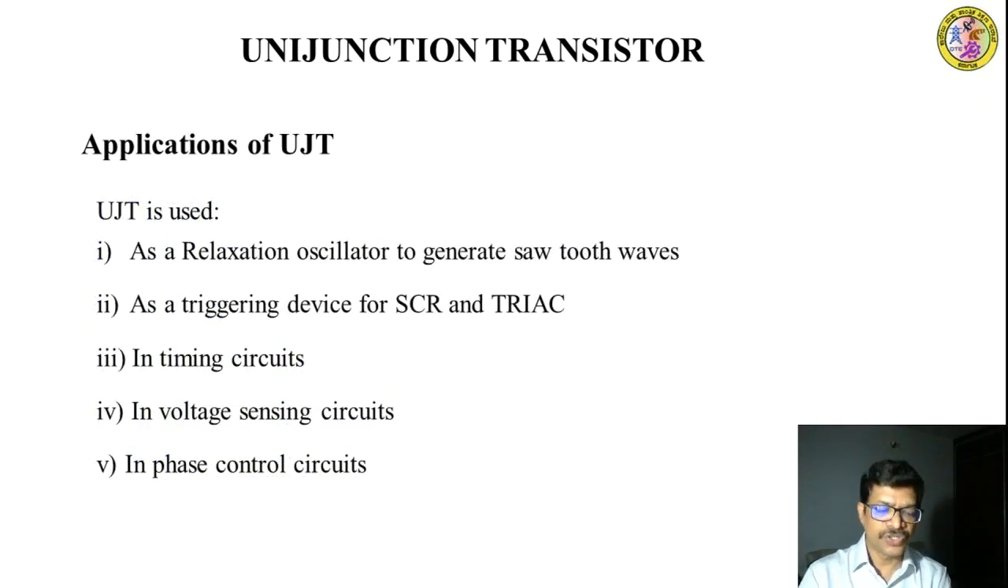Applications of UJT. UJT is used as a relaxation oscillator to generate sawtooth waves, as a triggering device for SCR and DIAC, in timing circuits, in voltage sensing circuits, and in phase control circuits.